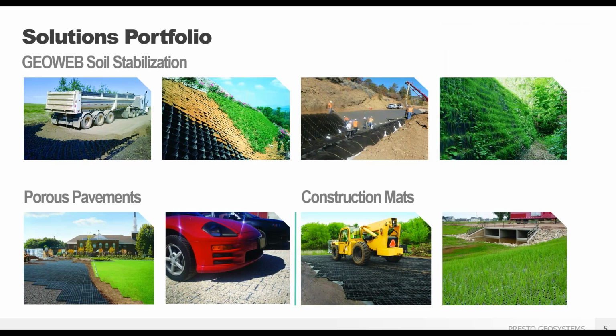We operate in 4 product areas using our GeoWeb geocells. We can do load support, slope protection, channels, and walls. We also offer different types of porous pavements. We offer a GeoBlock, which is a vegetated, and a GeoPave, which is an aggregate solution. And we also have construction mats, or GeoTerra construction mats.